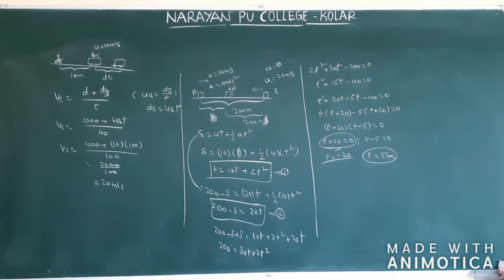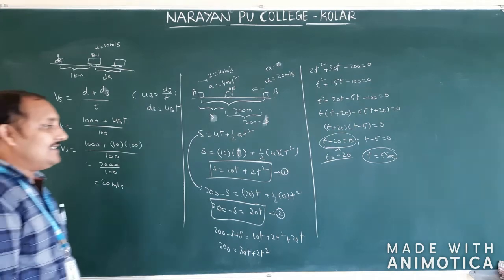Question number 13. A body starts from rest with an acceleration a1. After 2 seconds another body B starts from rest with acceleration a2. So they cover equal distances in 5th second after the start of A. Then the ratio of a1 and a2. They gave in 5th second. They cover equal distances in 5th second.